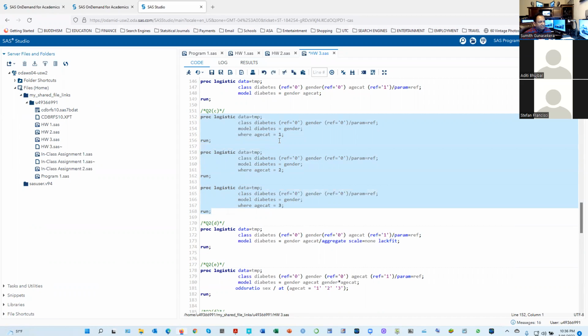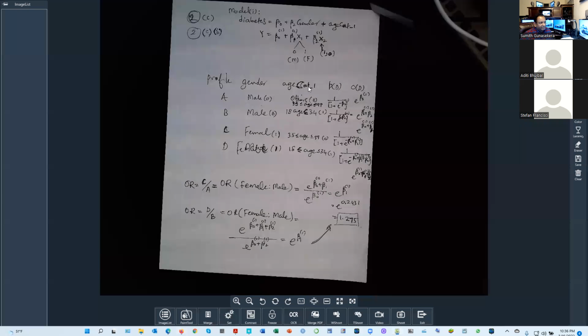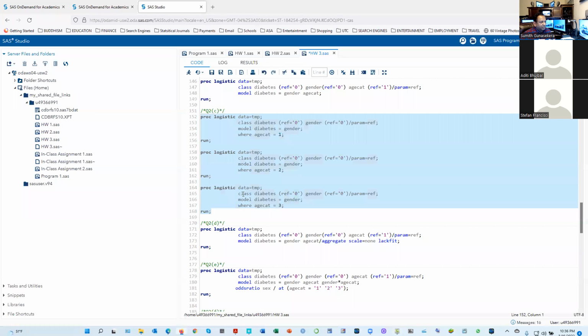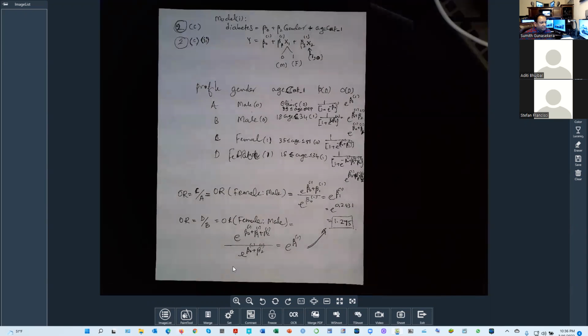Age cat 1, you're going to do diabetes with gender, but with age cat 1; diabetes with gender, age cat 2; diabetes with gender, age cat 3. That's this equation. This is the way you're going to write it and put it into the program, so that you are learning both, okay? So you're going to put it into the program like that.